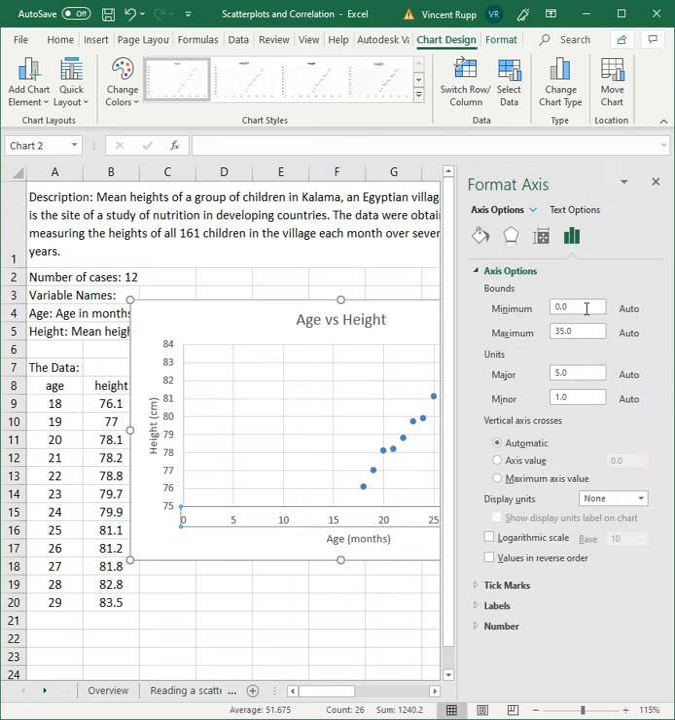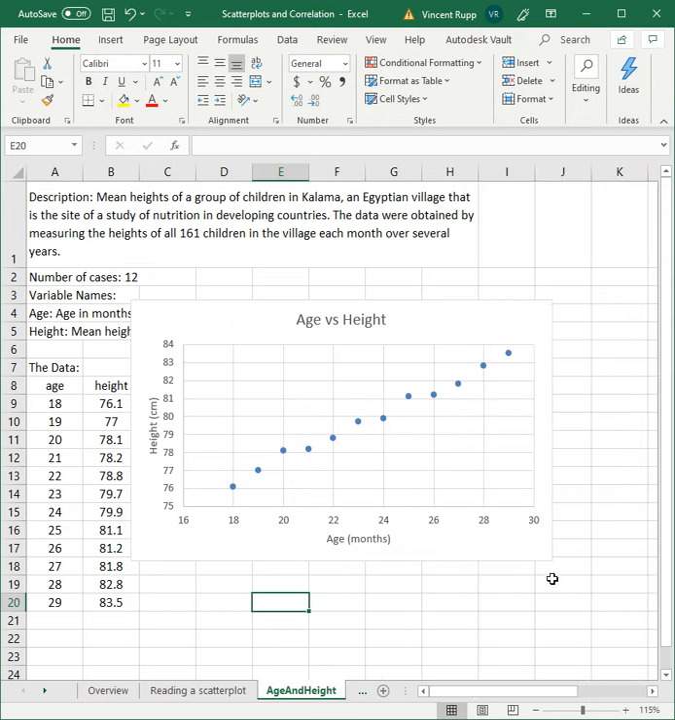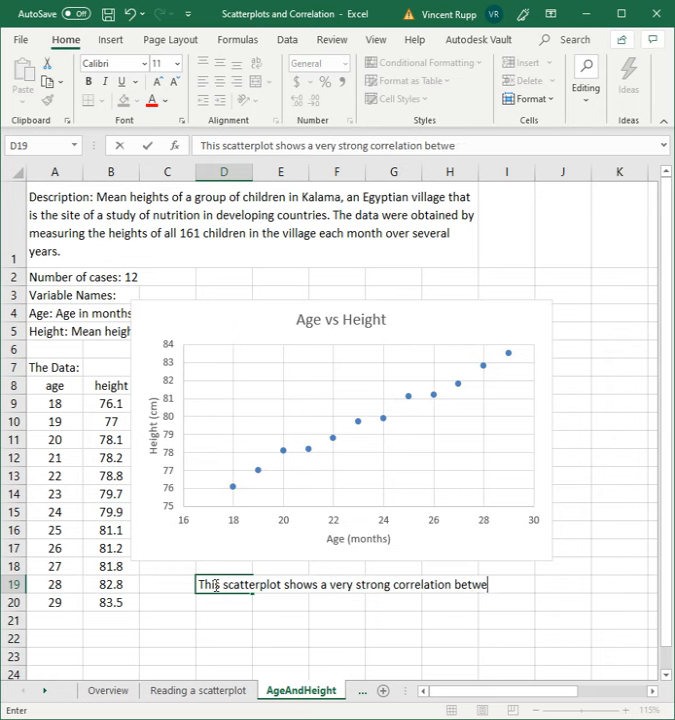Then over here, the minimum instead of 0, let's set that to 16 maybe, or 17 is fine. It doesn't really matter, but that looks a little better. We're using the space a little more efficiently. So what does this scatter plot show? This scatter plot shows a strong, or you could even say very strong, correlation between age and height of the children in this village.